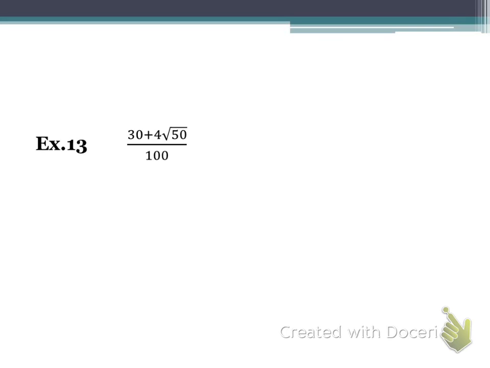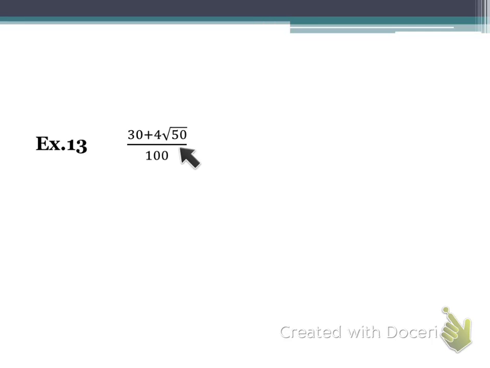Let's see. 13 is a little bit different. There's two ways you could go about 13. If we look at our heart numbers right away, could we simplify those? Yes. What could they all be divided by? 2. So if you want to simplify them right away, you can.